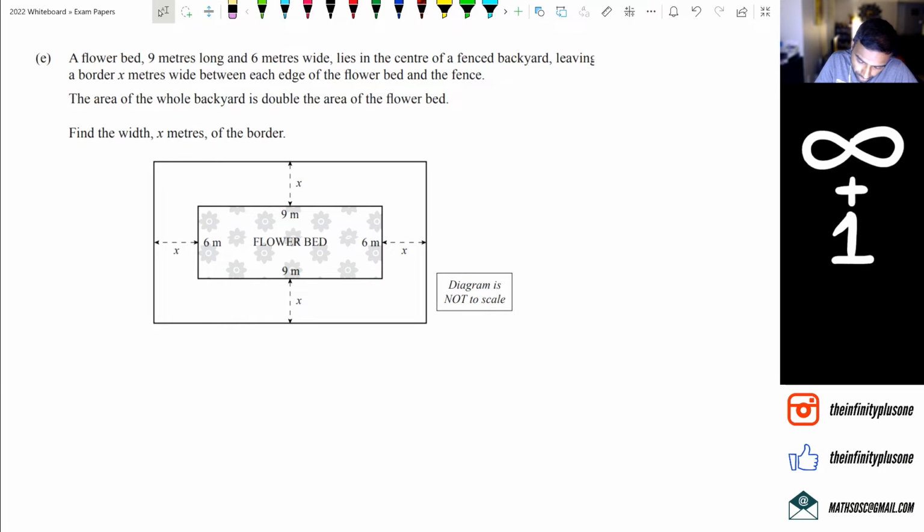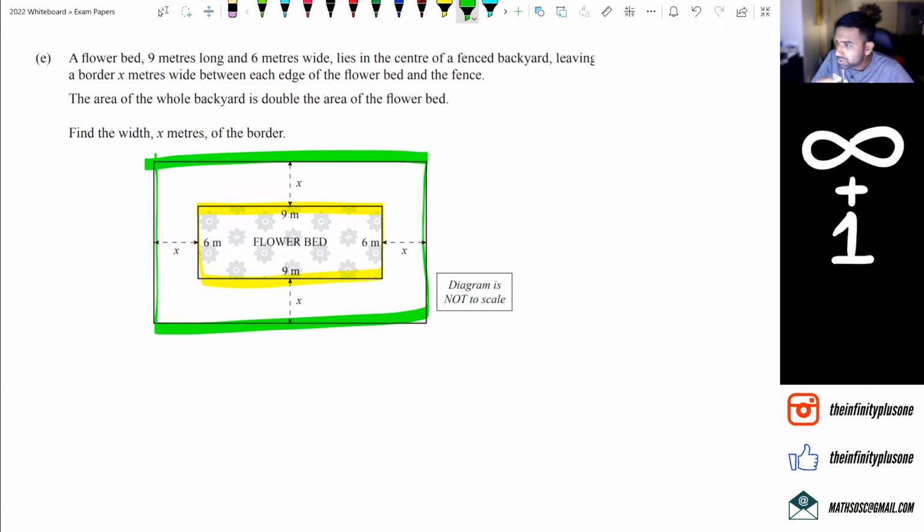So the first thing I'm going to do, let's do this. I'm going to have this yellow one here, and then we've got the green rectangle here. So I guess the first thing we need to understand is that the yellow rectangle's area, which we can actually work out because it's 9 times 6, it's right there. So the area of the yellow rectangle is 9 times 6, which equals 54.